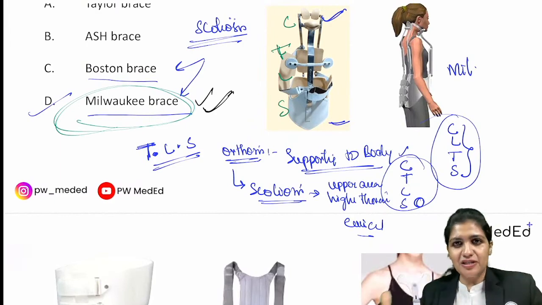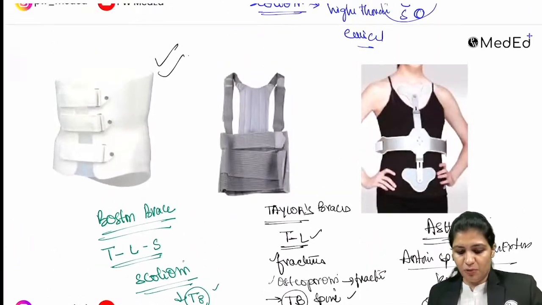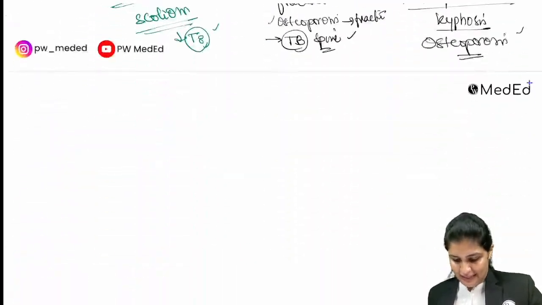So recently they have asked Milwaukee's. There are high chances for asking for Boston's now. So this is the Boston's brace. So put this image in your head so that you can answer it easily, right?